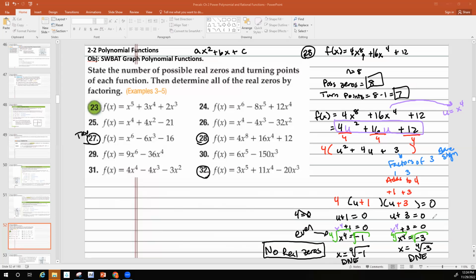And that's it. And the reason why is because this one, it will look something like that, where it's not crossing the x-axis at all. It's above the x-axis. All right, and that's it.